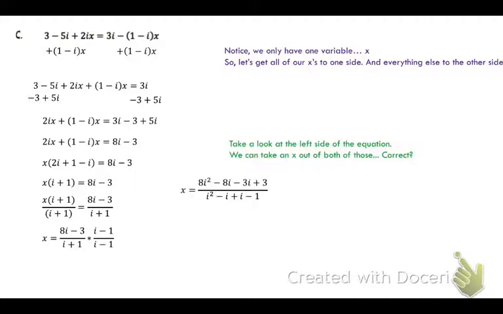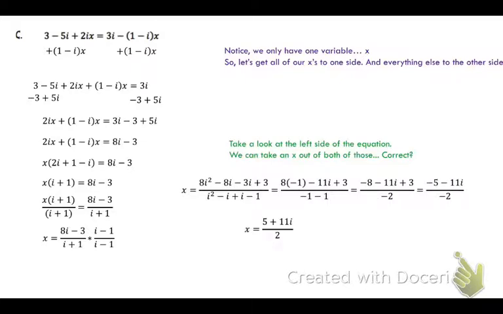If we multiply it out, you end up with (8i² - 8i - 3i + 3)/(i² - i + i - 1). So those i's cancel out. And remember, i² equals negative 1. So I'm just simplifying this down now. And this just continues to go through those steps, and you end up with (5 + 11i)/2.